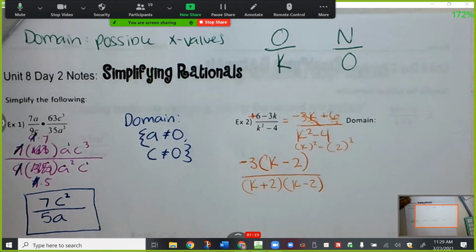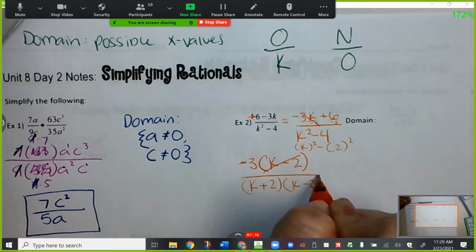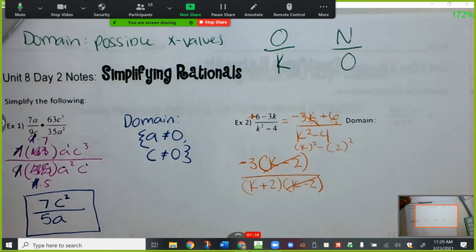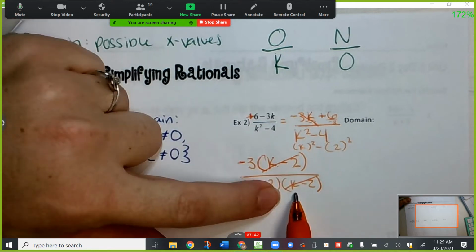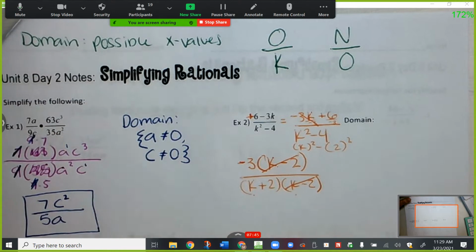Now, can anything simplify or cancel here? What matches? Top and the bottom. What part of it? K minus 2. The k minus 2. Now, since there's a k on top and k is on bottom, could I cancel this k and this k? No, there's 3 of them. You're exactly right. So you have to, but not even, almost. So you have to get rid of a whole factor at a time.